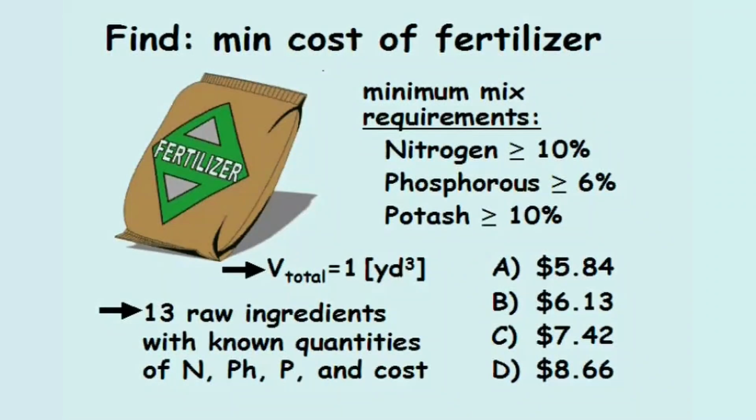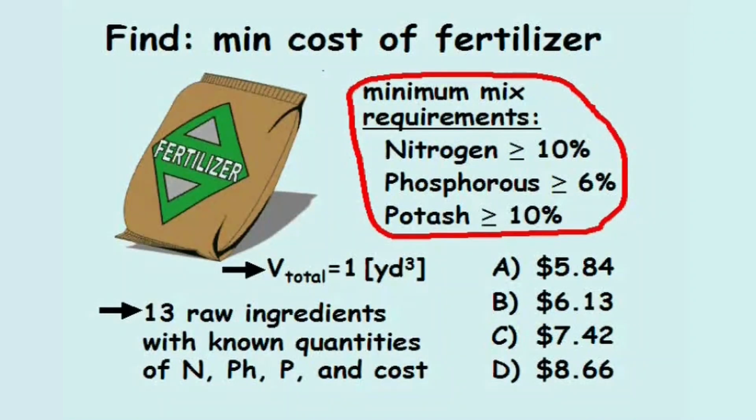Find the minimum cost for 1 cubic yard of fertilizer. In this problem, a 1 cubic yard mixture of fertilizer is to be created which has at least 10% nitrogen, at least 6% phosphorus, and at least 10% potash.